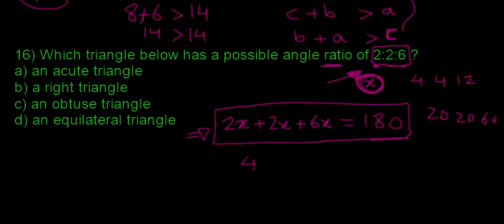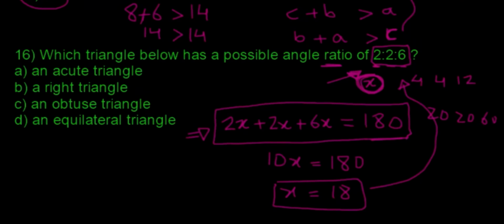Let's work it out now. So I've got to add them all up. That gives me 10x, which is 180. x is then 18. Now that I know x, I can multiply back into the ratio, which was 2x, 2x, and 6x. 2 times 18 is 36. 2 times 18 is 36. 6 times 18 is 108.